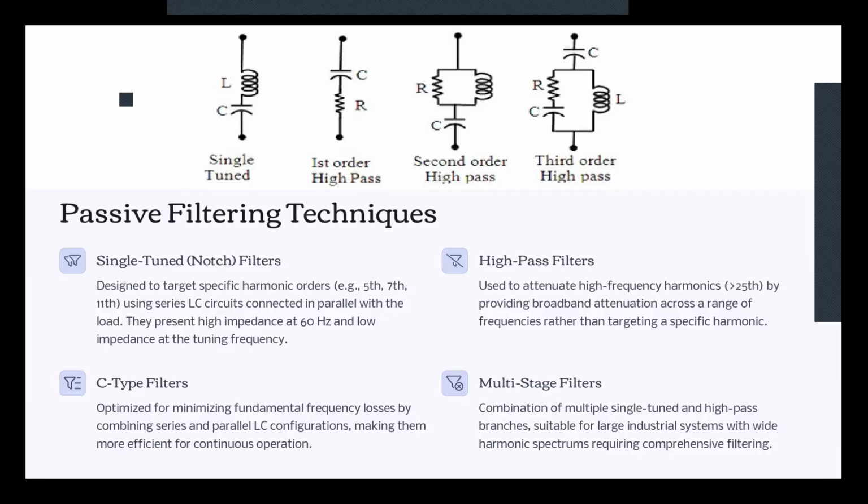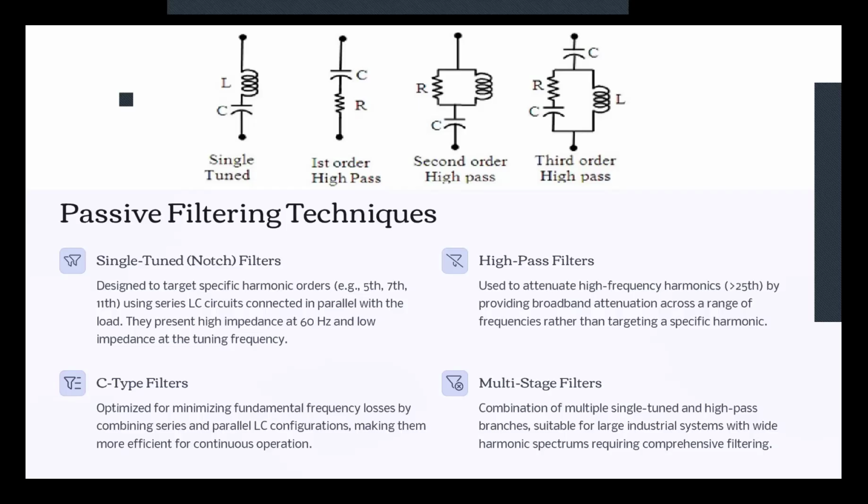Now, we have high-pass filters, which are designed to mitigate high-frequency harmonics, normally above the 25th harmonic, and provide a low impedance for those harmonics. We have C-type filters that combine series and parallel LC components, so they can reduce the losses at the fundamental frequency and provide efficient continuous harmonic filtering.